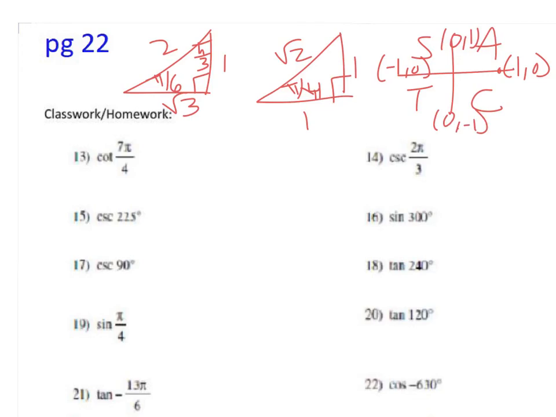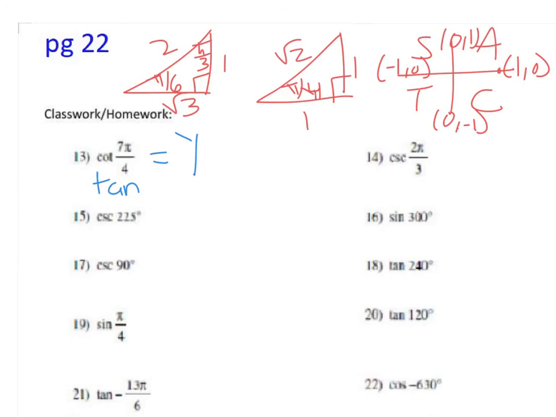Okay, so cotangent of 7 pi over 4 for number 13. I'm going to think of that as the reciprocal of tangent. So I'm going to go to my pi over 4. Tangent is opposite over adjacent. So the reciprocal of that is 1. 7 pi over 4 is a little less than 2 because 8 pi over 4 would be 2. So that puts us in this quadrant. So that means this answer is negative.